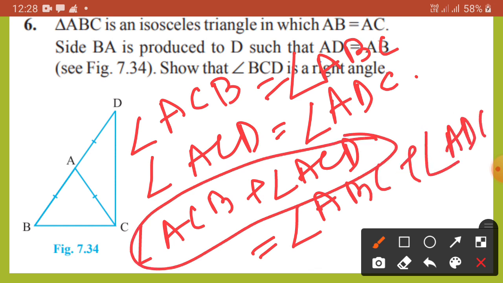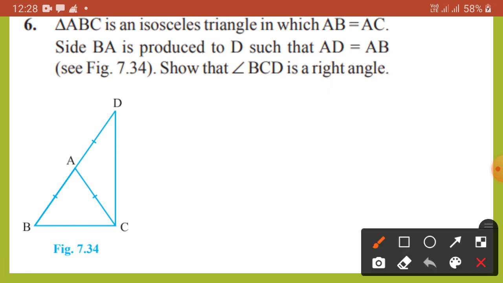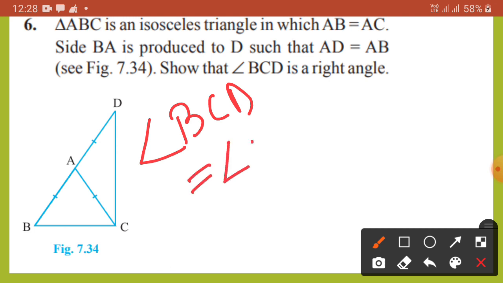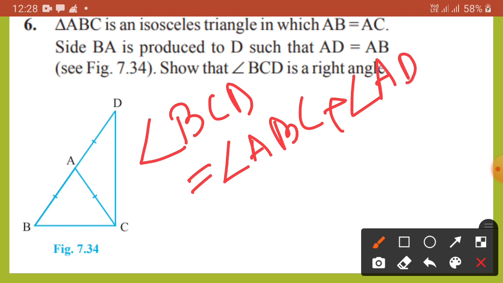Okay, so on the left side ACB plus ACD, so angle ACB and angle ACD gives us total angle BCD. So we can write that angle BCD is equal to angle ABC plus angle ADC.